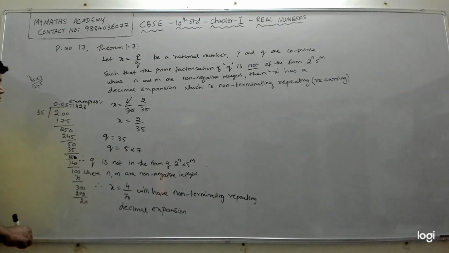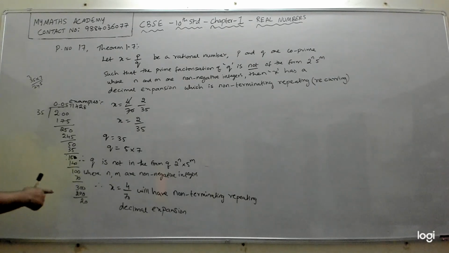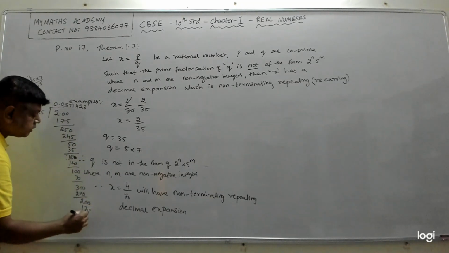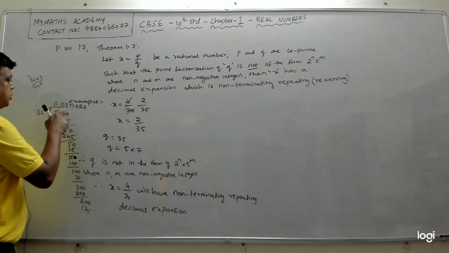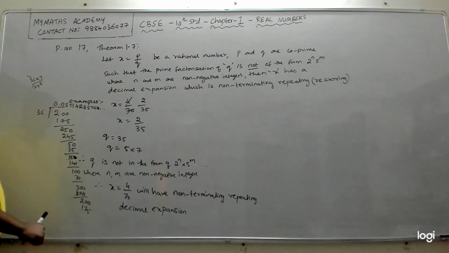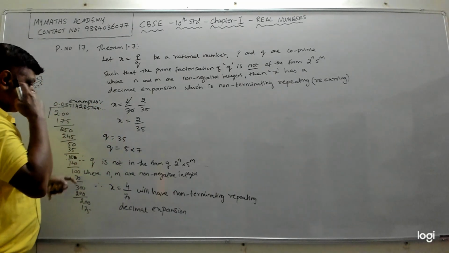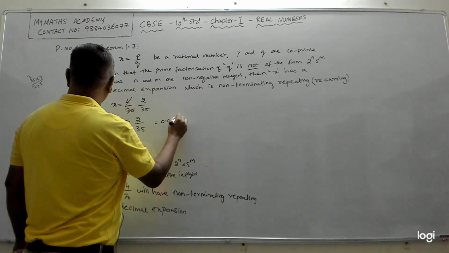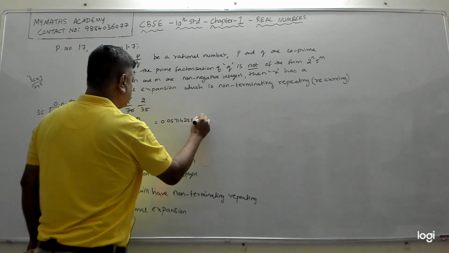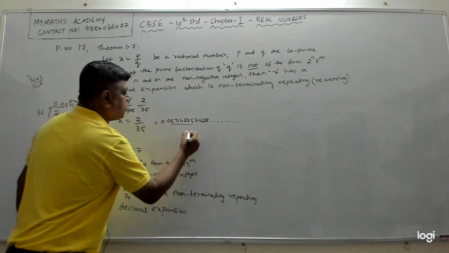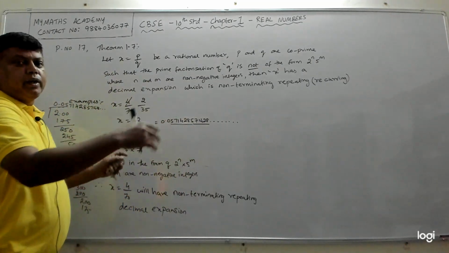We get 20 again. Then again it will become 200 and this will become 175. So it will continue. The same part will continue again. So which means it will become again 5, 7, 1, 4, 2, 8, like that will go. So the decimal equivalence of this, if you divide, you will get it as 0.0571428571428, like that. It will keep on going. But this is repeating. 571428, 571428. That will keep on repeating.